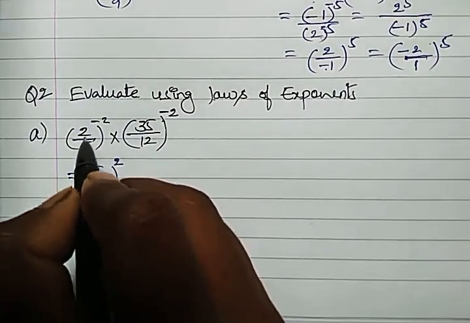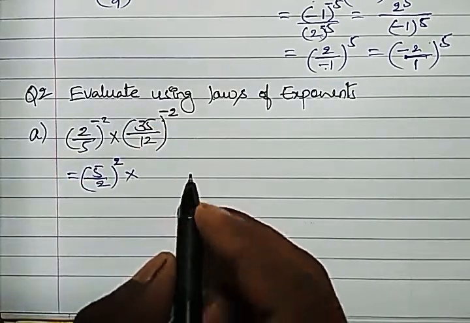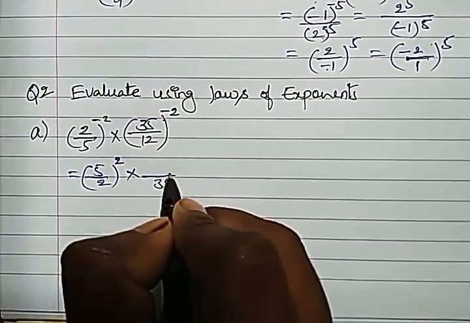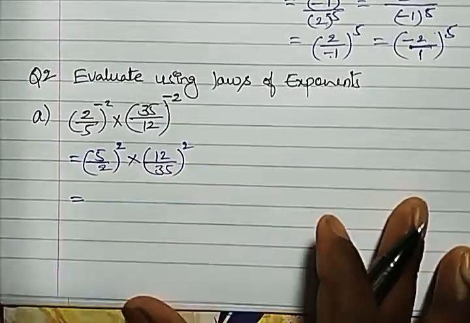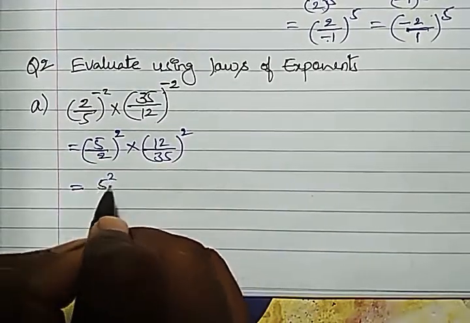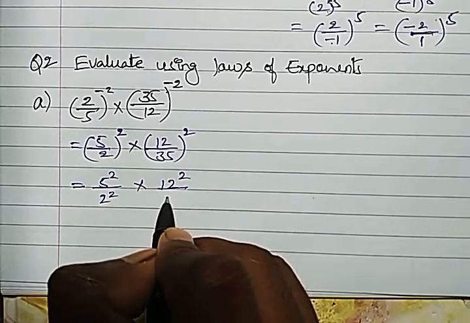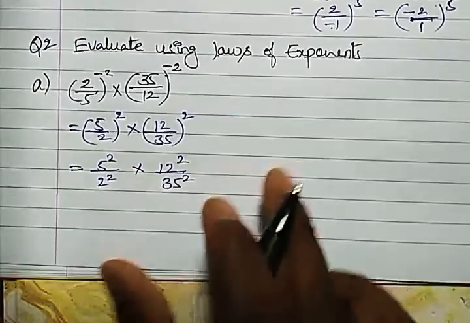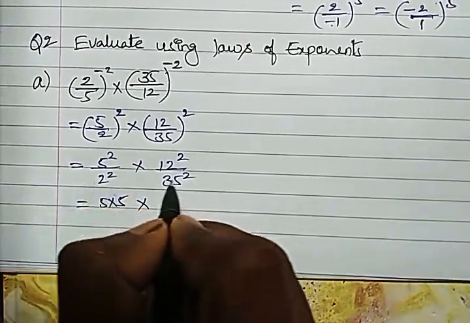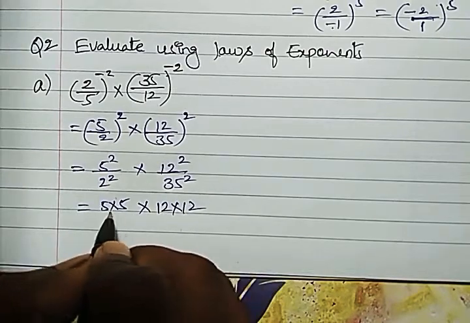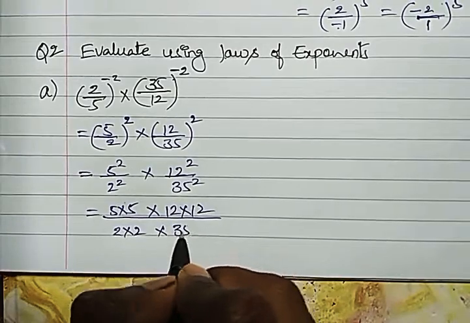Directly you can write it: send 5 up, send 2 down, and change the sign. The 5 goes to the numerator and the 2 to the denominator, with power plus 2. Next, you can write it as 5 square by 2 square. In the next step, 5 square means 5 into 5, and 2 square means 2 into 2.